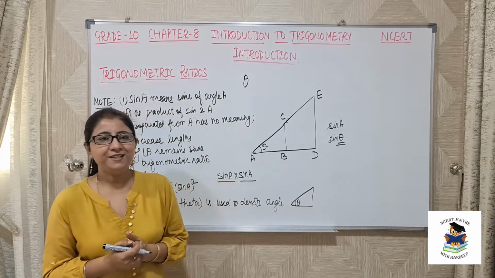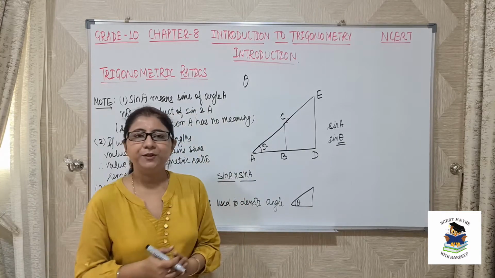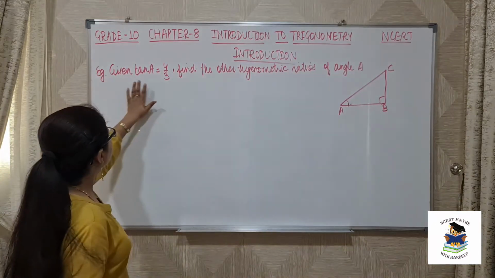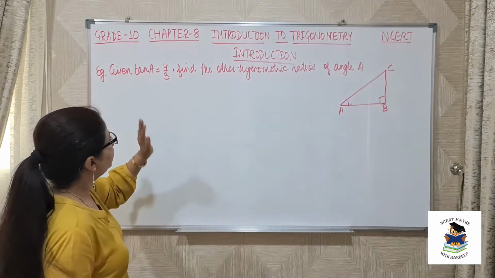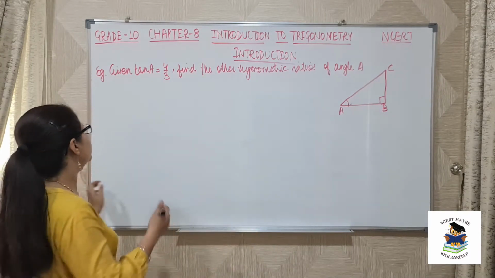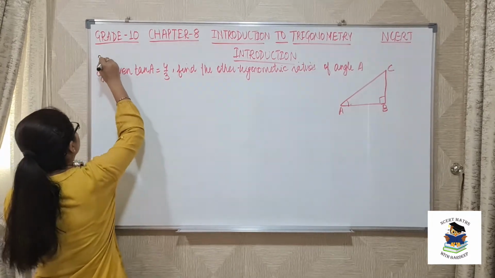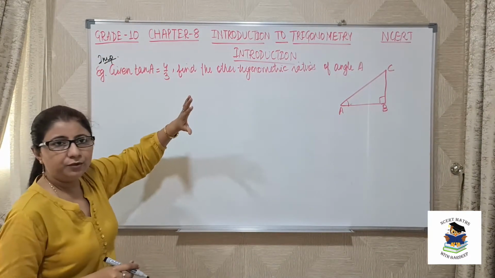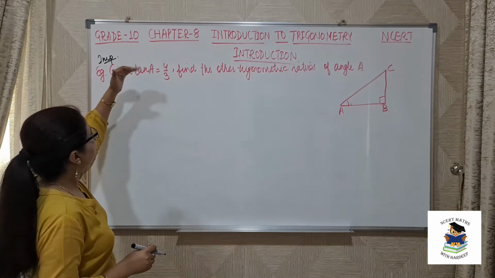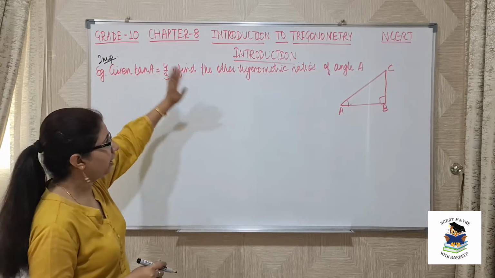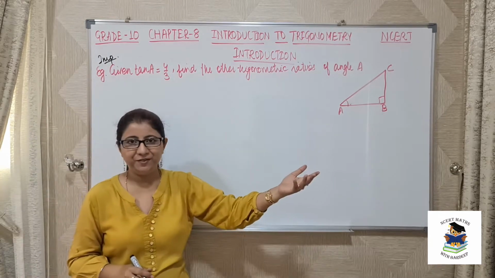So now let's take an example of how to use our trigonometric ratios. Given tan A equals 4 by 3, find the other trigonometric ratios of angle A. So this is a very important type of question that will come under this topic. Any ratio will be given to you. It may be sine, cos, tan, cot, secant, cosecant. Any one ratio is given and you have to find the remaining 5 ratios.